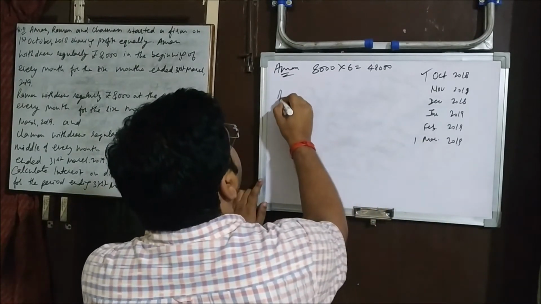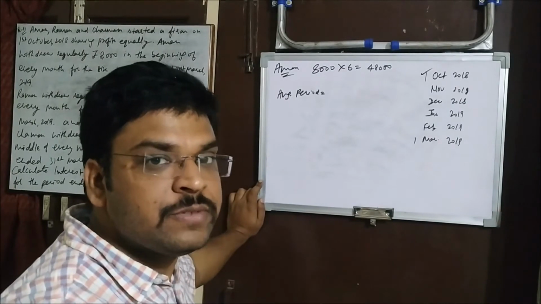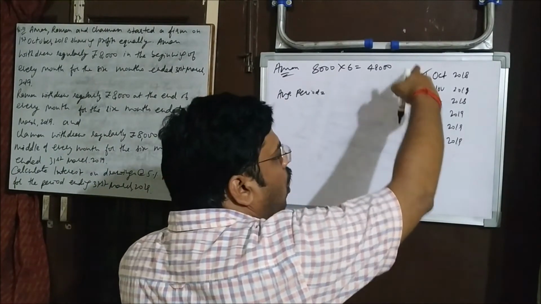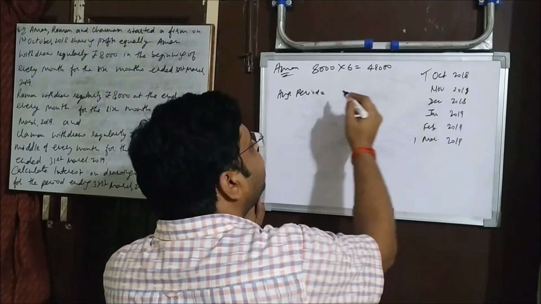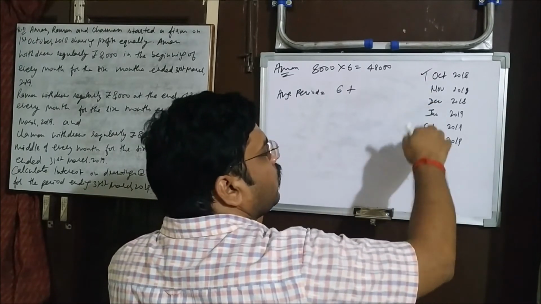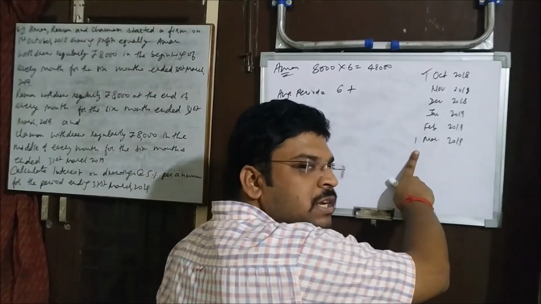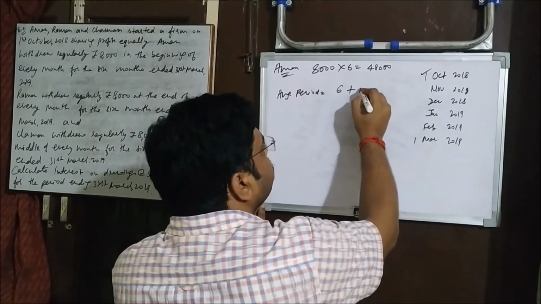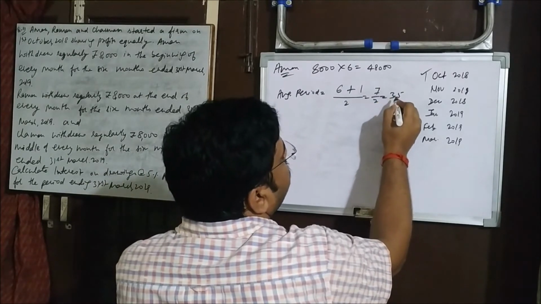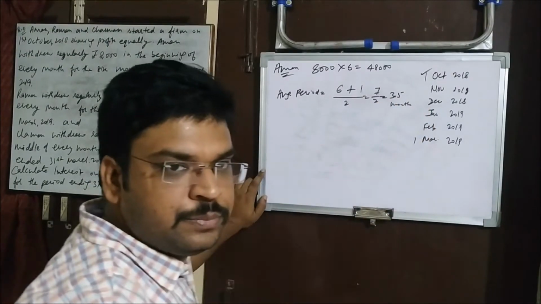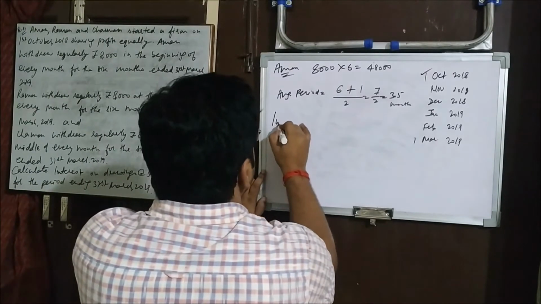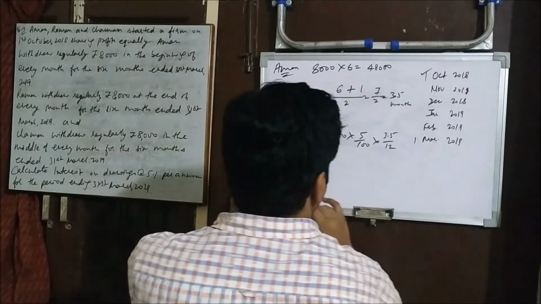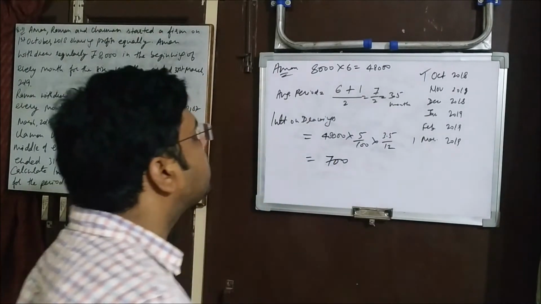Now let's calculate average period. Months left after first drawing. First drawing was made on 1st October. Okay, now how many months are left after that? Complete 6 months. Months left after last drawing. Last drawing was there on 1st March, and when we are going to complete this year on 31st March. So 1 month is still left. 7 by 2 means 3.5 months. That is the average period. Okay, now we can calculate the interest. 48,000. What is the rate of interest? 5%. Let's calculate that. That is 700.